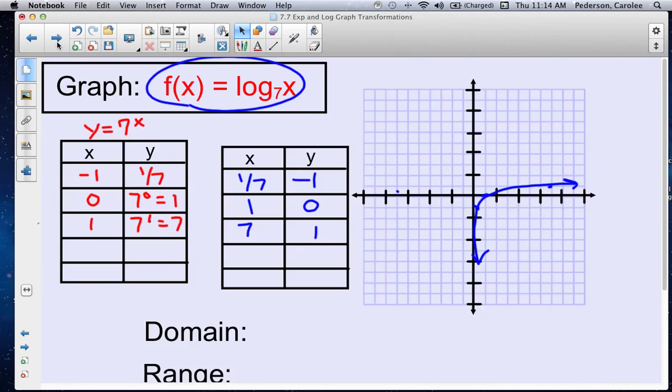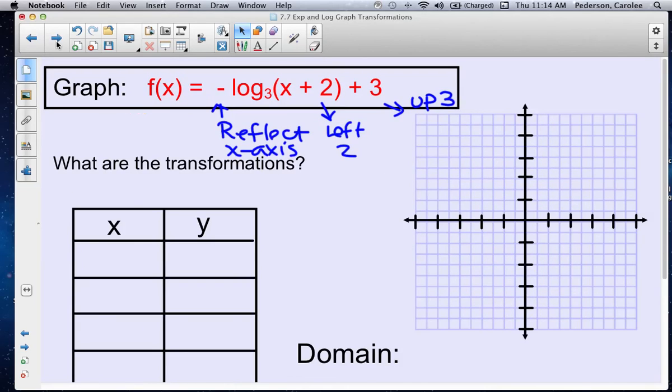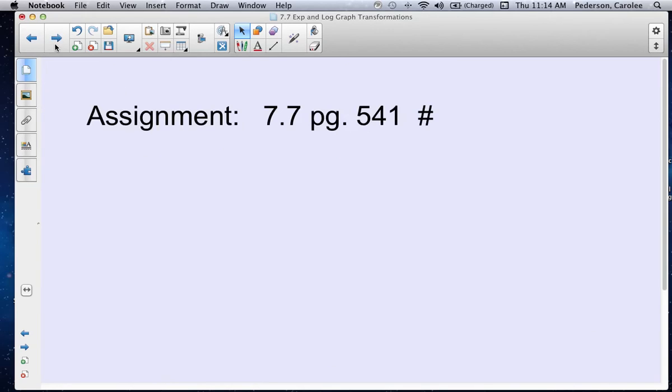So then we would move it left 2, up 3, and then reflect it about the x-axis. And then 7.7 on page 541. You'll find out the problems in class.